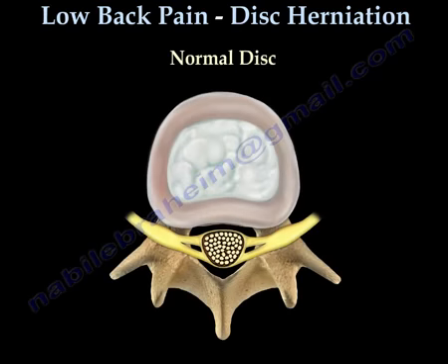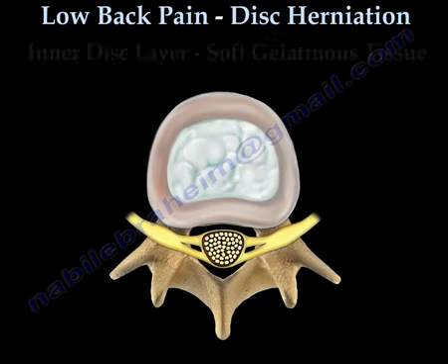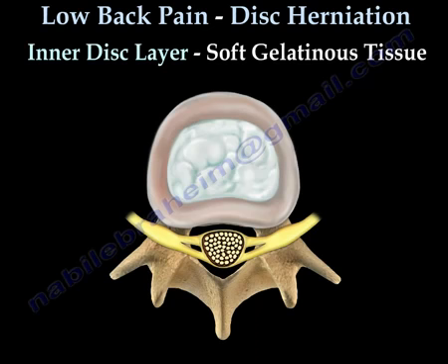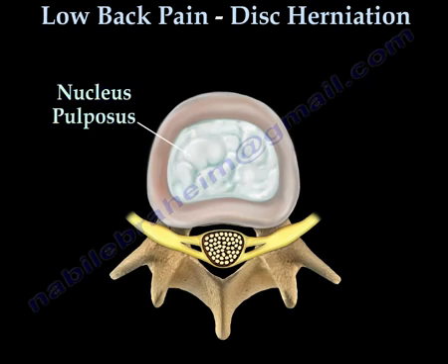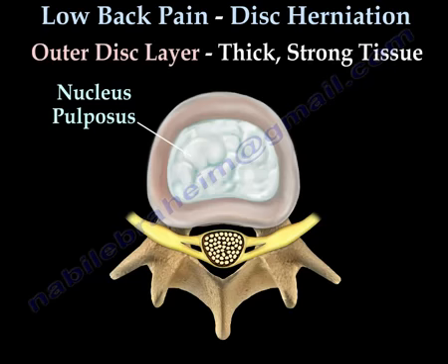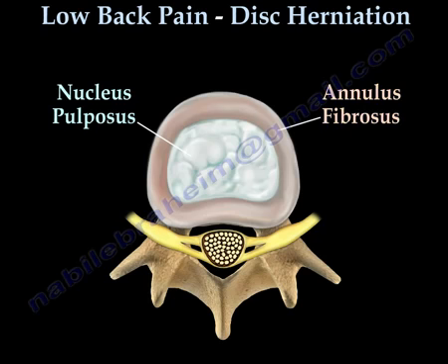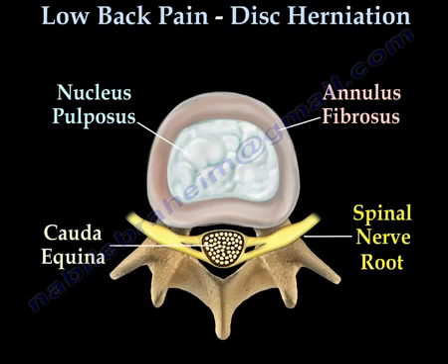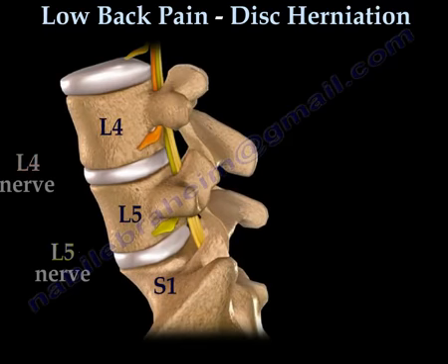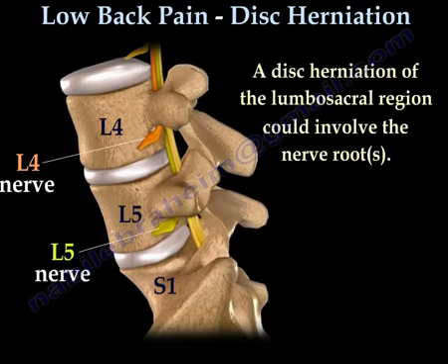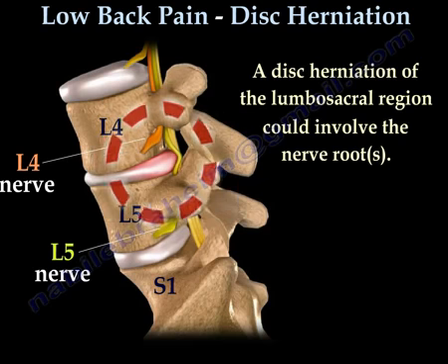In a normal disc, there are 2 layers. The soft gelatinous inner layer, we call it nucleus pulposus, and an outer thick strong layer, we call it the annulus fibrosus. Behind the disc lies the spinal nerve root and the cauda equina. A major disc herniation of the lumbosacral region could affect the nerve roots.